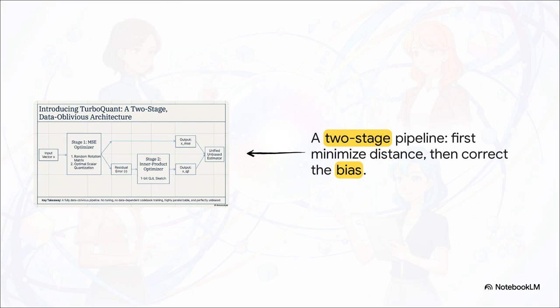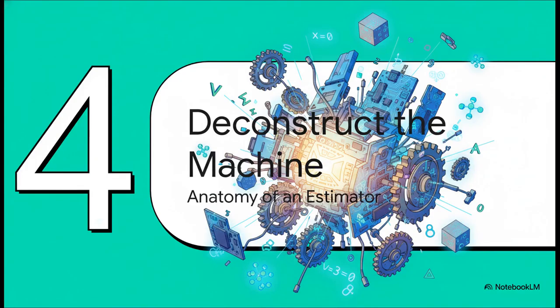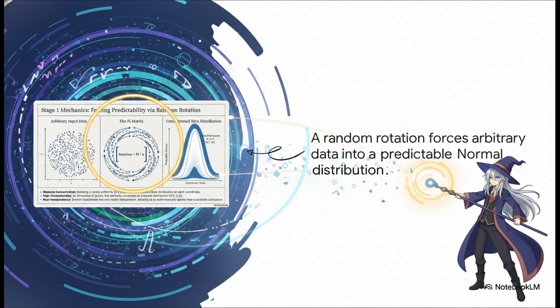The result is a single, unified, and totally unbiased estimate. Okay. So that's the big picture. But now we get to the really cool part. We're going to pop the hood and deconstruct this machine because the mathematical principles that make each stage tick are just beautiful. Stage 1 kicks off with a move of pure mathematical genius.